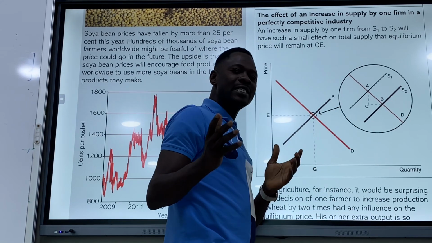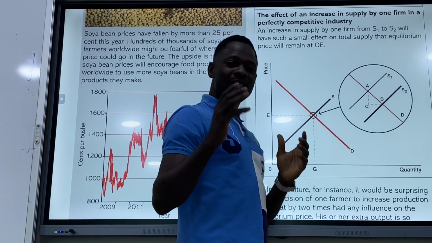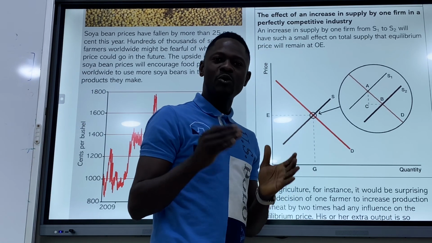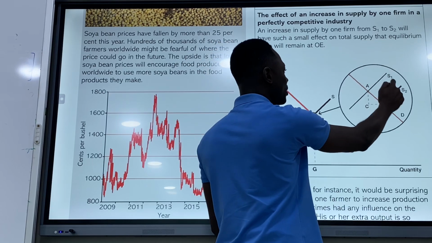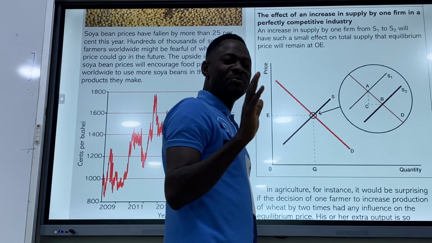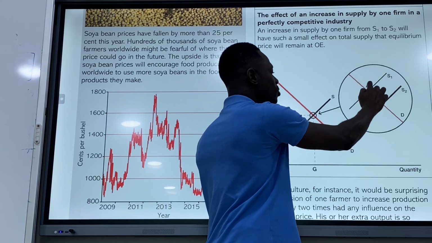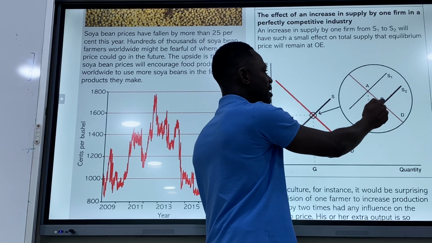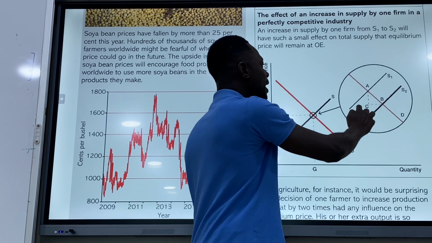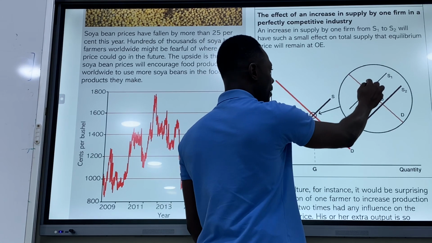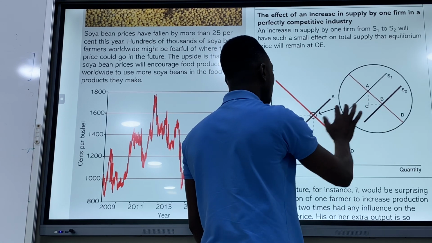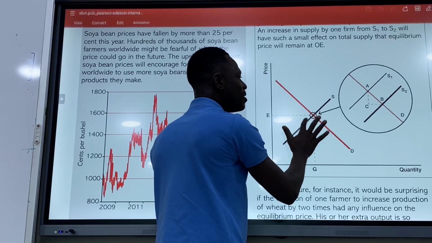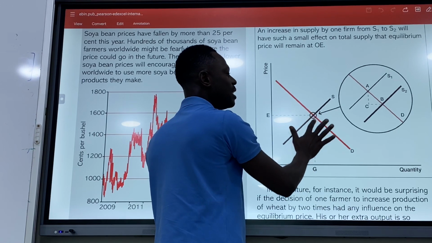So a firm that is deciding to increase its output, the supply curve for that firm will shift rightward from S1 to S2, which means the price will fall from S to A by AC, and the quantity supply will be at CB. That is the point they are making here. So when you check AC CB, the equilibrium price and the equilibrium quantity, nothing changes here. We're still within the equilibrium point.